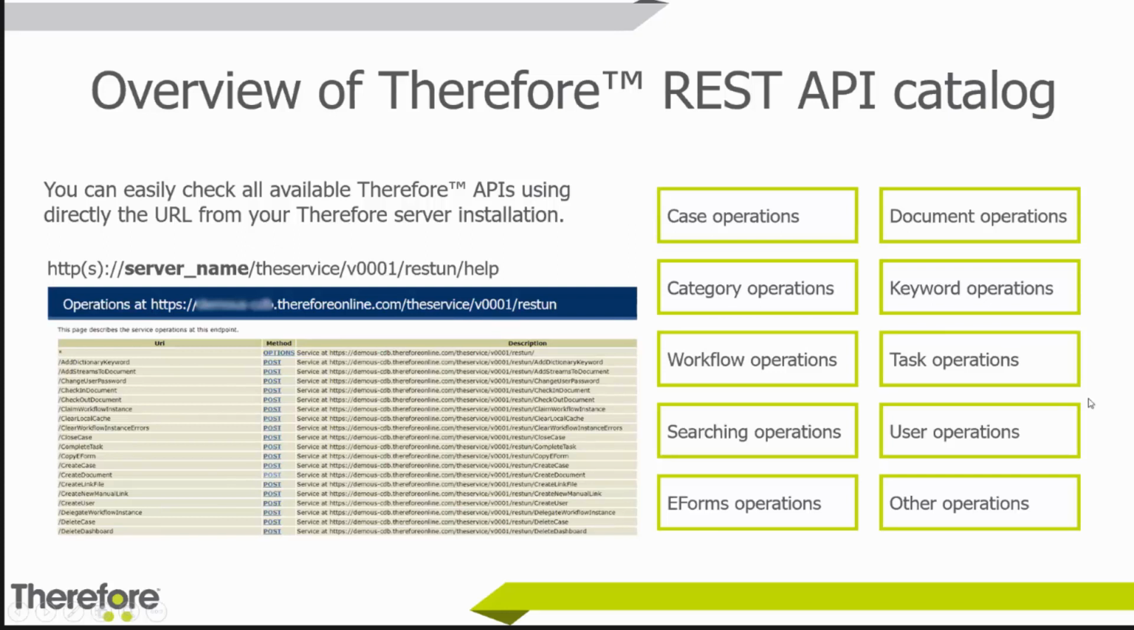You can easily check all available Therefore API operations using the URL from your Therefore installation or tenant. So for every Therefore installation which has the API installed, you can consult it very easily, just type the server name in this URL, right?